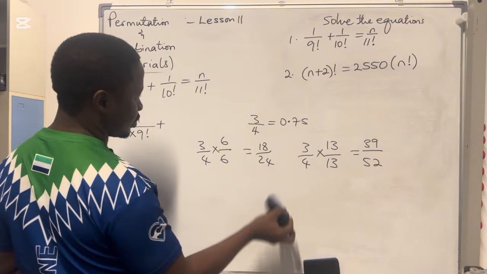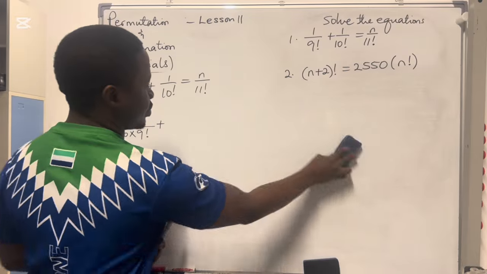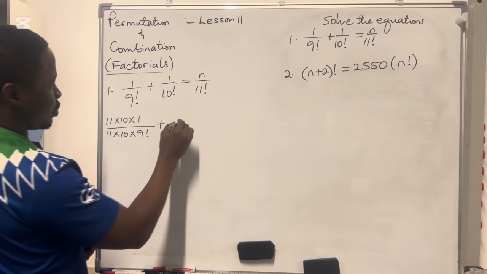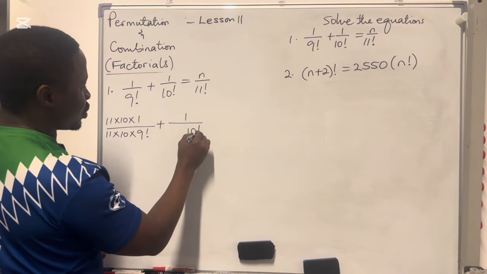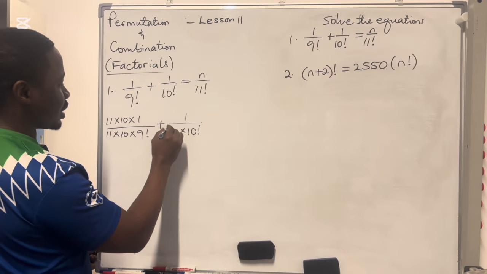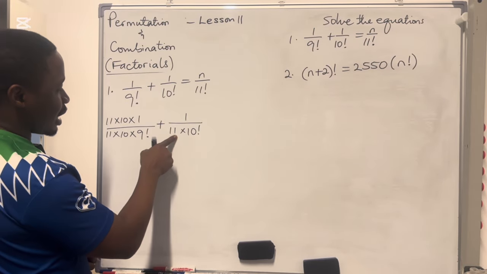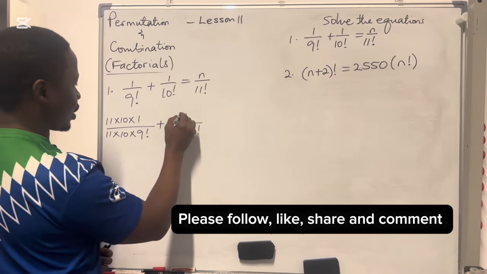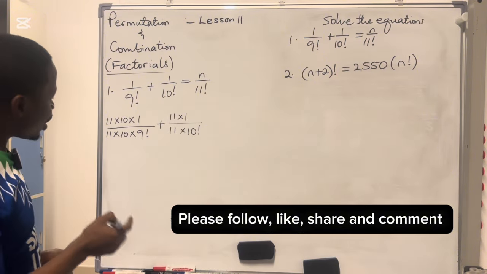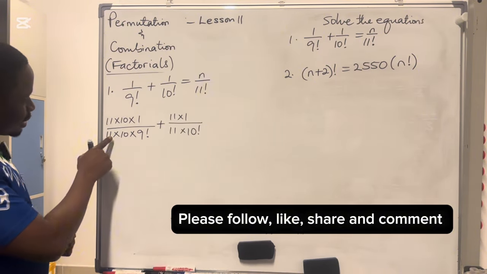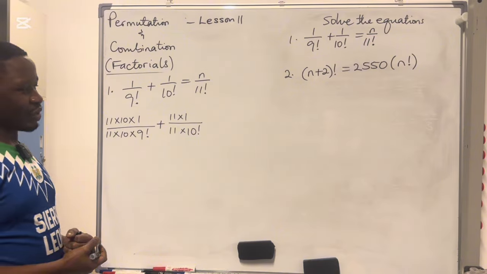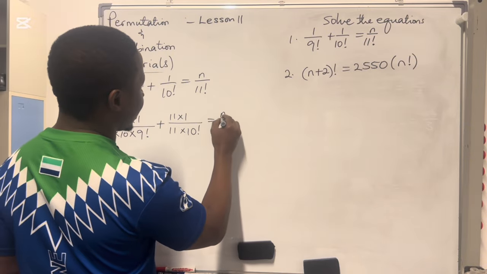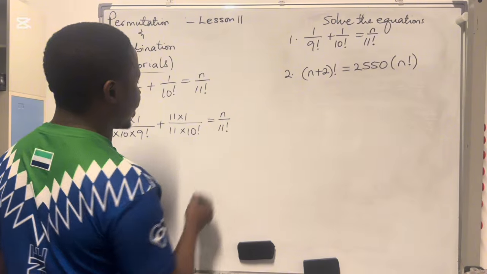Plus 1 over 10 factorial. We want to upgrade it to 11 factorial, so just say times 11. Then 11 is the new thing here, so at the top times 11. Because if the 10s are cancelled, this and this are out, you will still get your 1 over 9 factorial, which is n over 11 factorial.